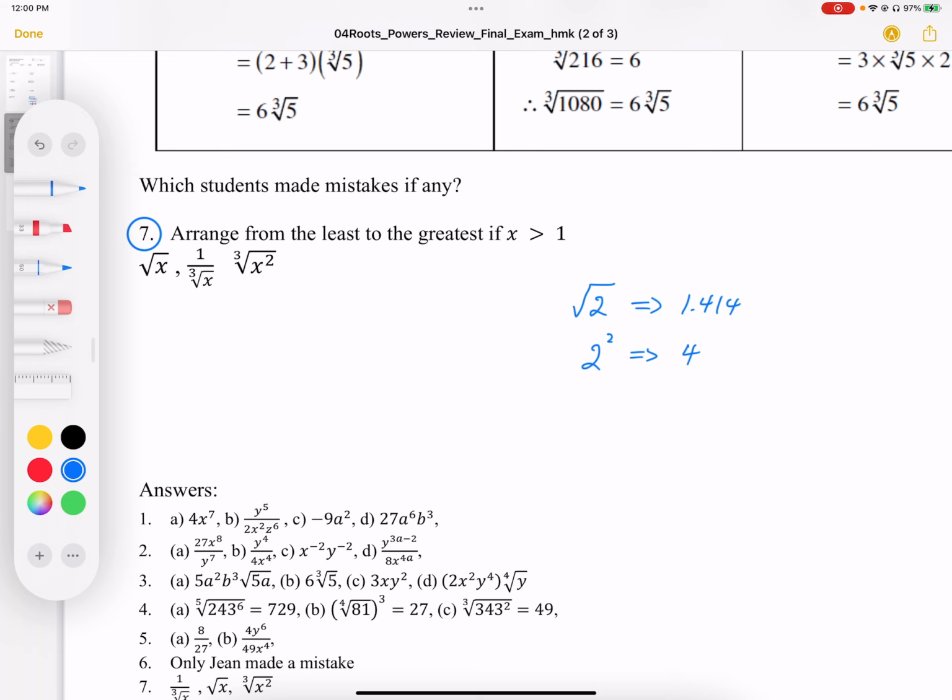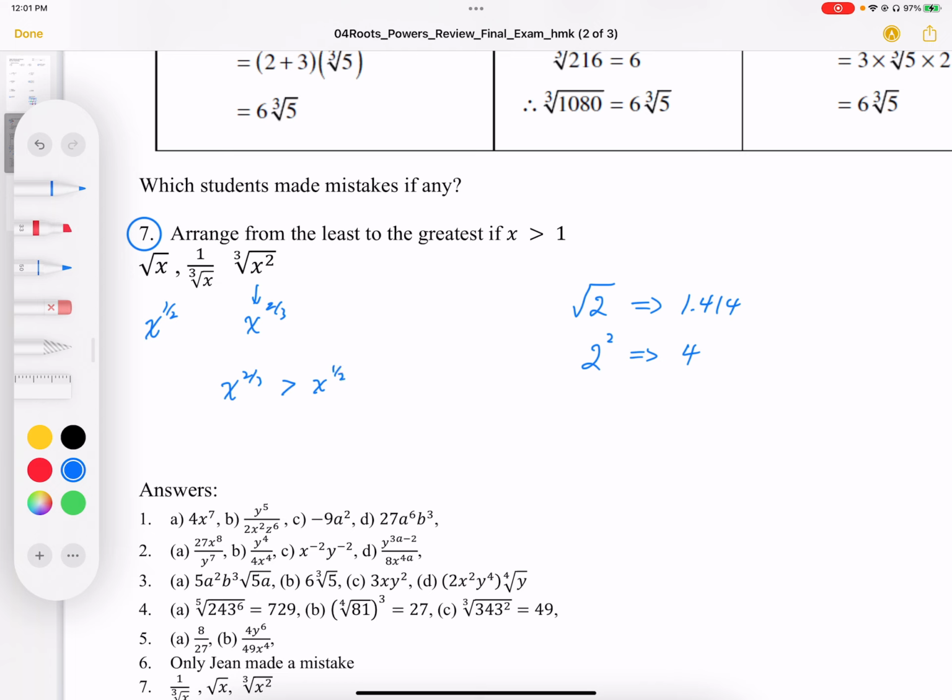So if x is greater than 1, if we square root it, we're going to get a smaller number. Okay, so this is x to the power 1/2. If we compare it to the other root here, this one here, this is x to the power 2/3. That power is bigger, so we should have a bigger number. So we know that x to the power 2/3 must be bigger than x to the power 1/2.